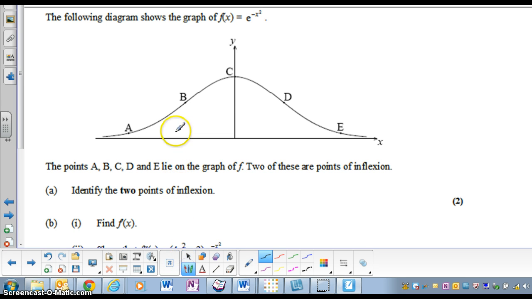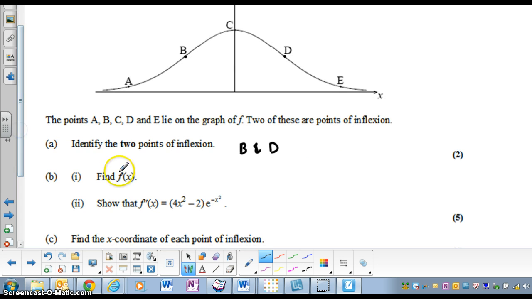Those points would be here, B and D, because here it's concave up, and then at this point B it becomes concave down. At D it becomes concave up again. So this Part A is only identifying. You don't have to show any work here, but you do have to write down the 2 points of inflection, B and D.